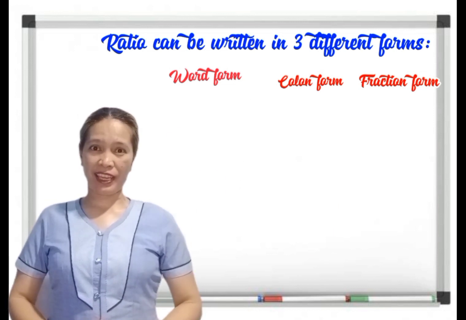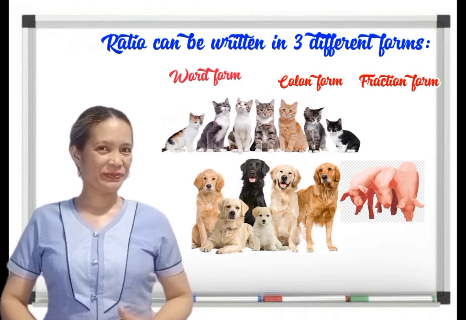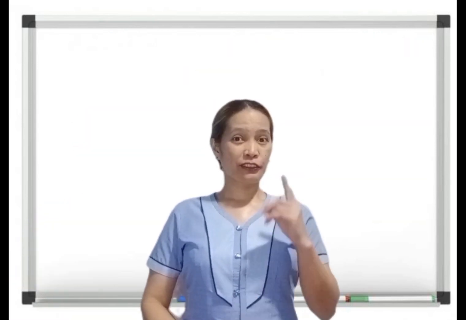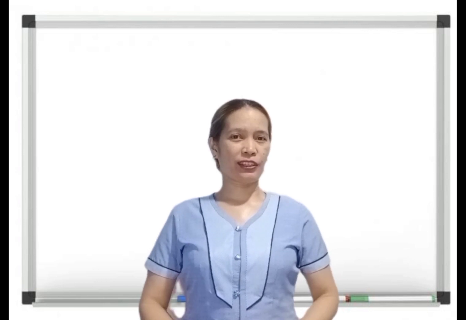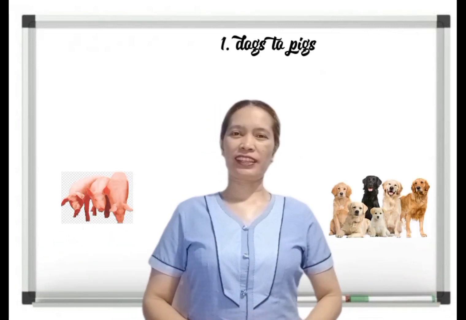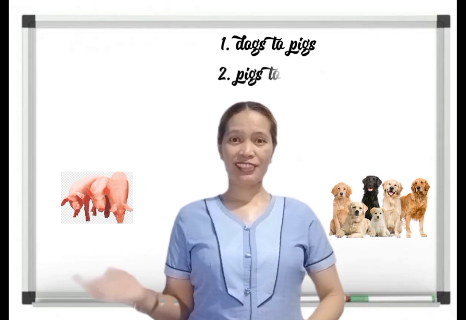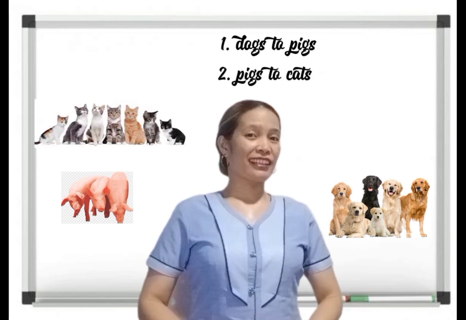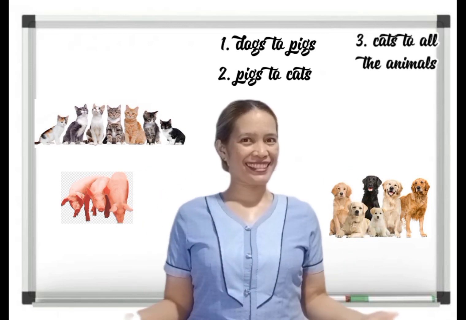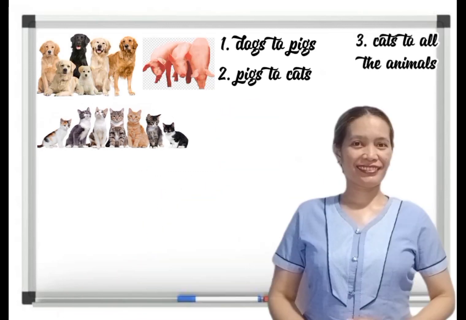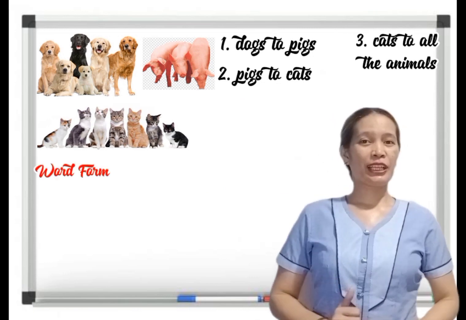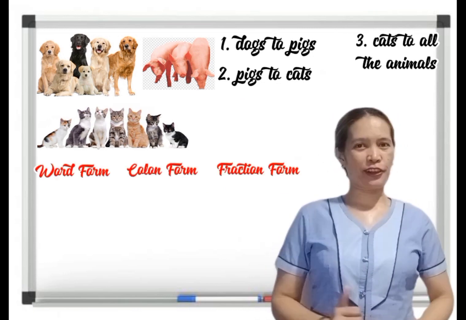So, let's try using this picture. Now, let us find the ratio of the following. First, what is the ratio of dogs to pigs? Second, what is the ratio of pigs to cats? And the last one, what is the ratio of cats to all the animals? Okay, let us answer the ratios using word form, column form, and fraction form.